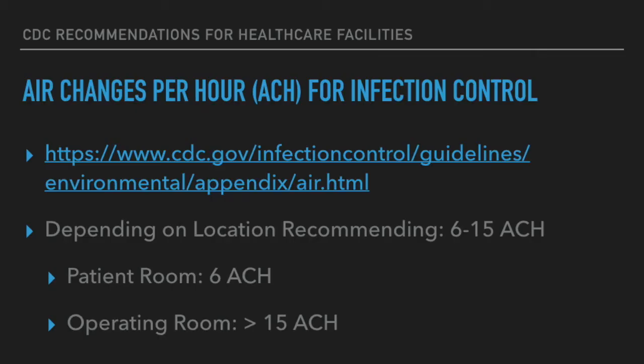Well, to start, let's go with the CDC guidelines. The CDC recommends at least 6 air changes per hour for patient rooms and up to 15 air changes per hour for an operating room, especially if there's a patient with an airborne disease.